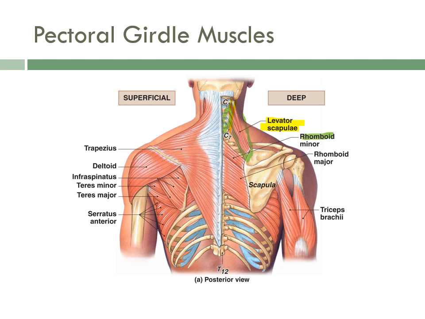Below that, we have the rhomboids. The rhomboids are rhomboid minor here and rhomboid major here. So remember, major means larger, minor means smaller. When they contract, they bring the scapula back toward the spine. So they're going to pull the scapula in toward the spine like that. Over here you can see the triceps, so that's on the posterior surface of the arm. There are three different heads of the triceps, and the attachment at the olecranon process allows for extension of the elbow.